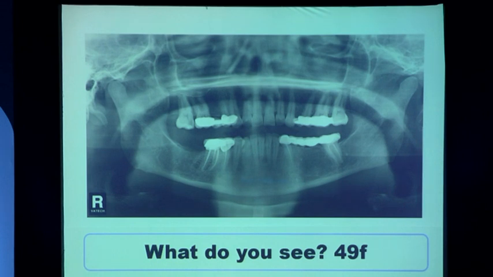What else? What do you see in this? You see multiple stuff in this. Okay, what is this? This is the external acoustic meatus. Okay, does it look normal? Does this look normal? Yes or no? No? Why? Why is it not normal?